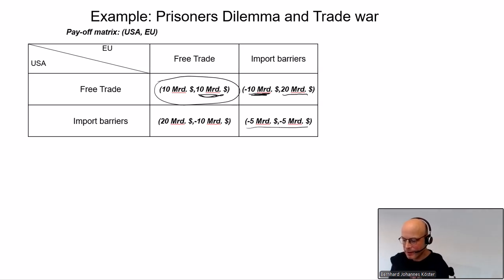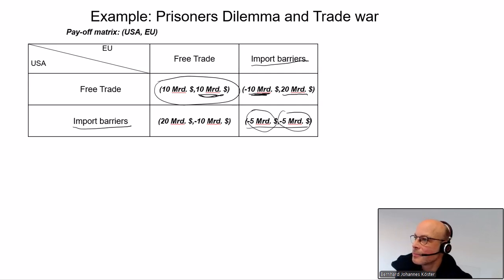And in this case, if there is no free trade anymore, then both sides are losing. And the bad thing in this case is that, being rational, both have an incentive to close their markets. And so this prisoner's dilemma is also something we can use to explain the situation which we have today in the world markets.